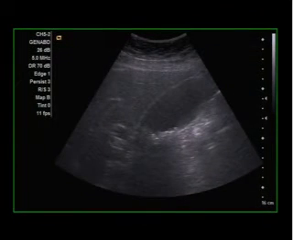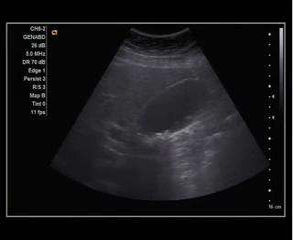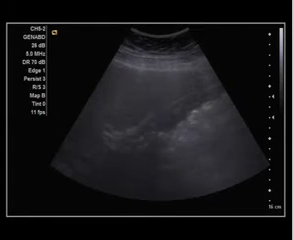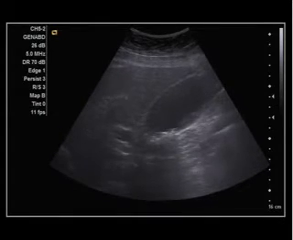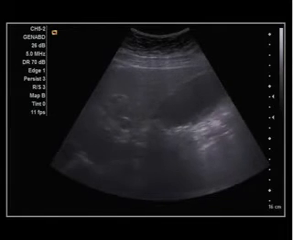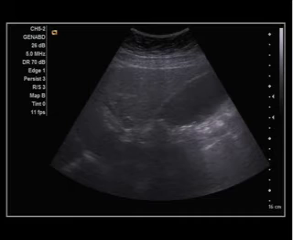Here's another example of the same finding as the stones tend to accumulate towards the neck of the gallbladder. This is a video of the same finding. These are somewhat difficult structures to identify, especially if the patient presents with a difficult exam from morbid obesity, etc.